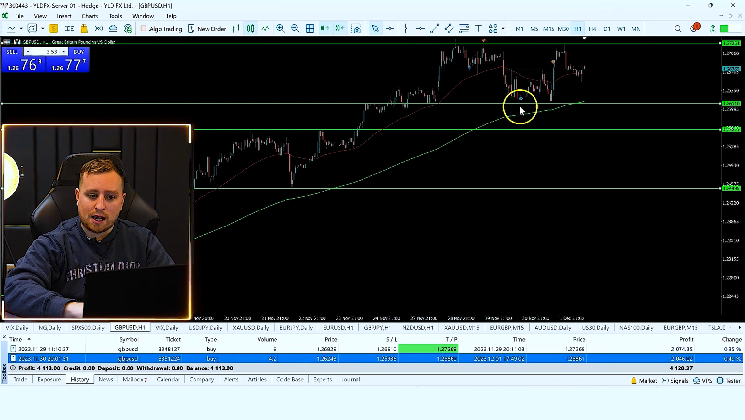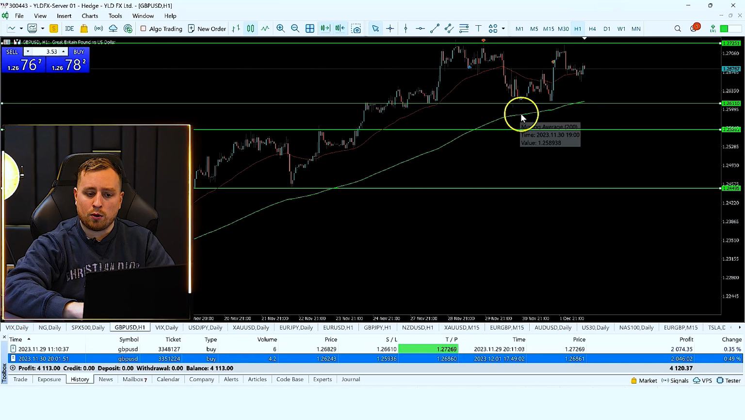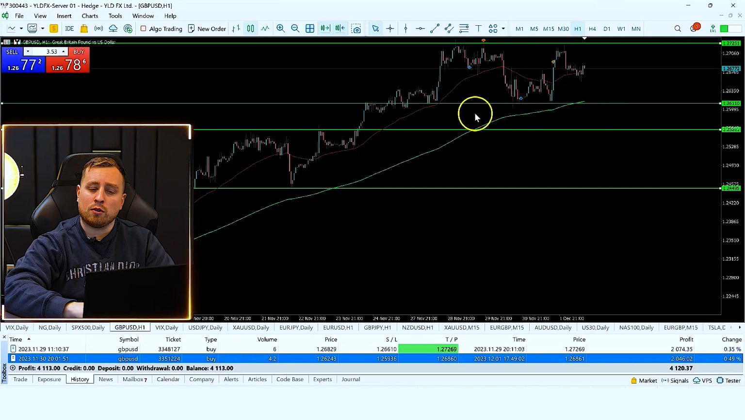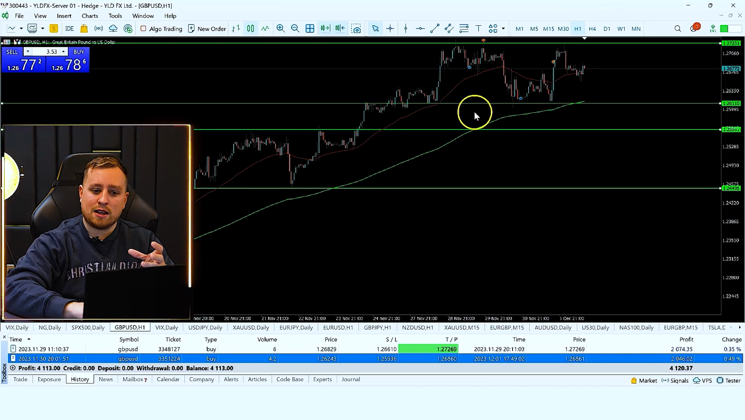Ultimately, if I got stopped out, the trade would have gone down and hit my stop loss, which would have broken this support level, and ultimately I wouldn't have then been interested in that trade.